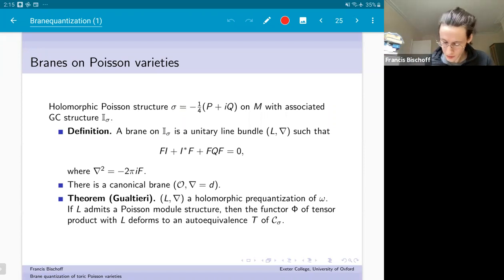So the setting is we're starting with a holomorphic prequantization of a Kähler manifold. Then the theorem says that if L admits a Poisson module structure, then this functor of tensoring with L deforms to an autoequivalence T of the category of boundary conditions. And here, a Poisson module structure is a linear Poisson structure on the total space of L, which reduces to sigma.